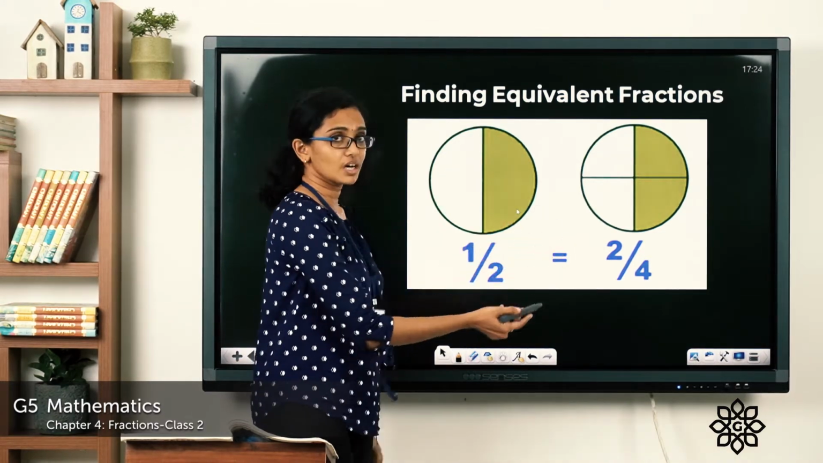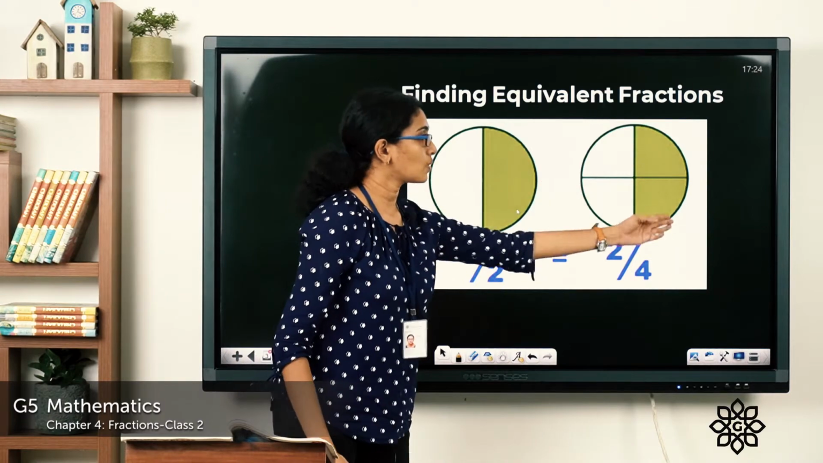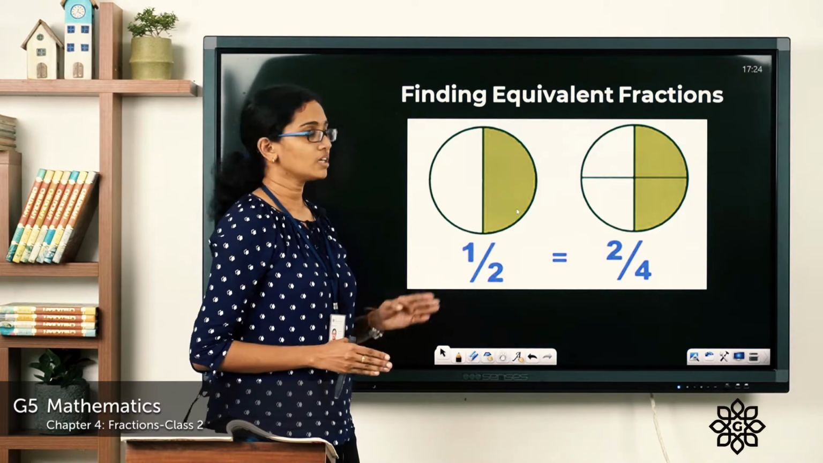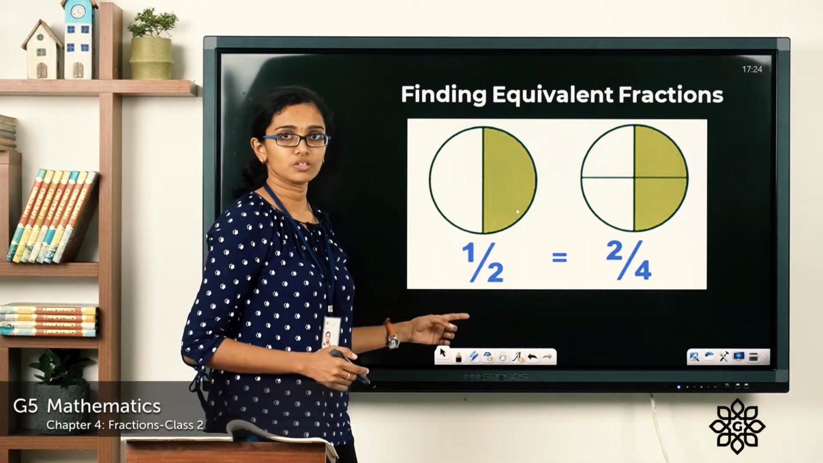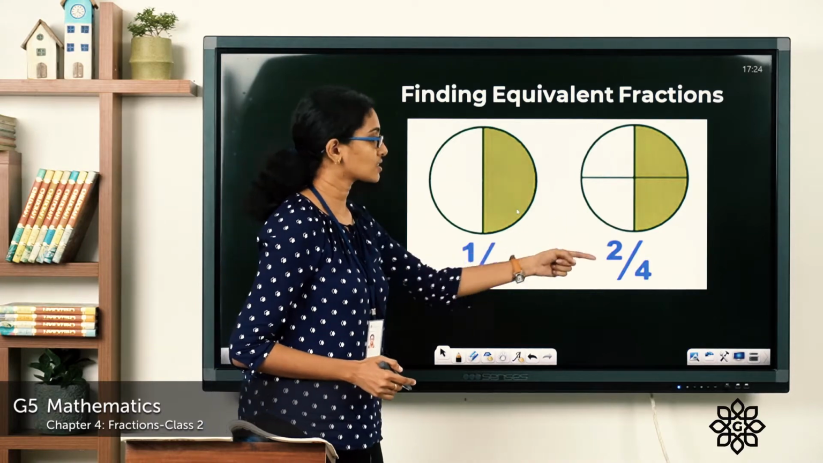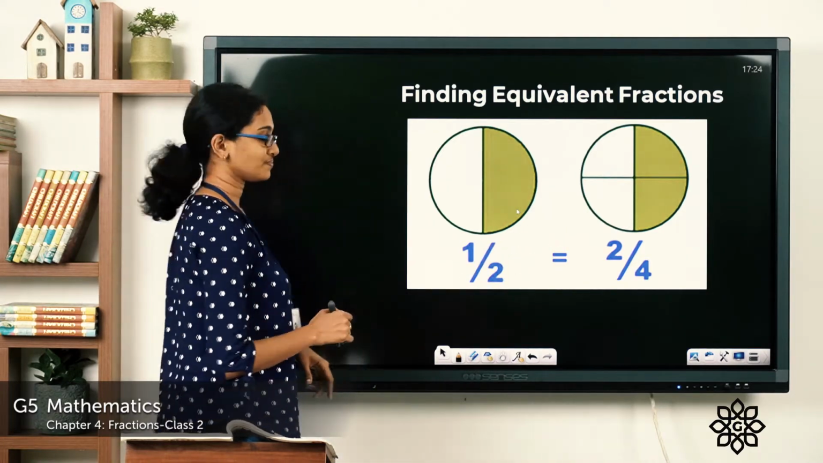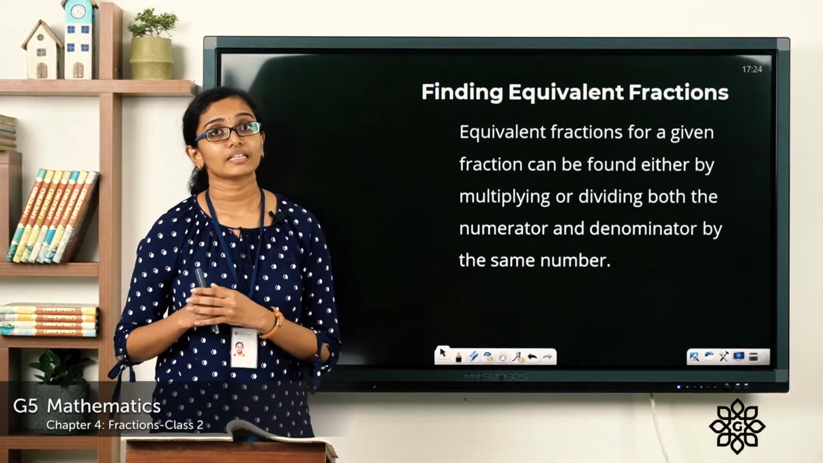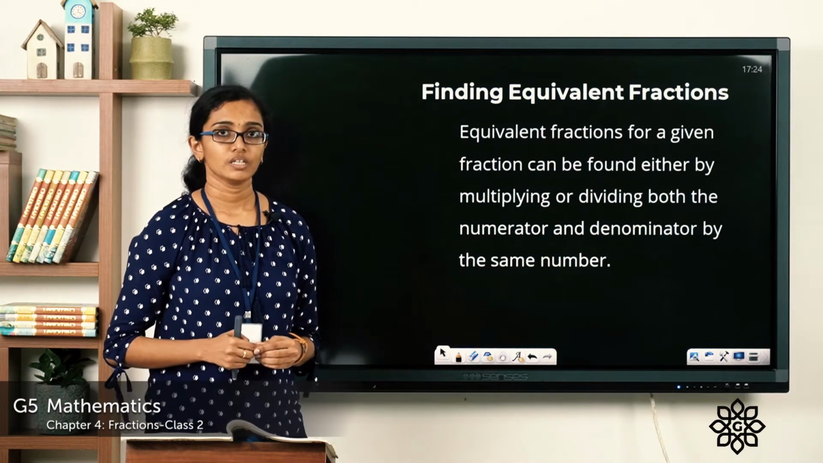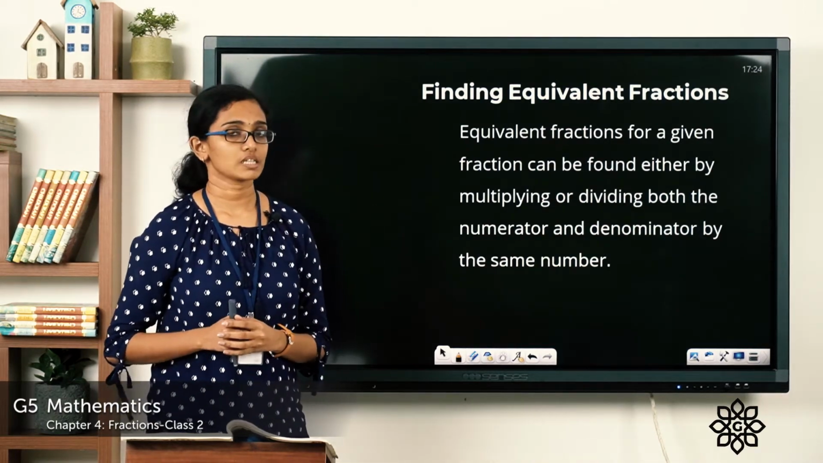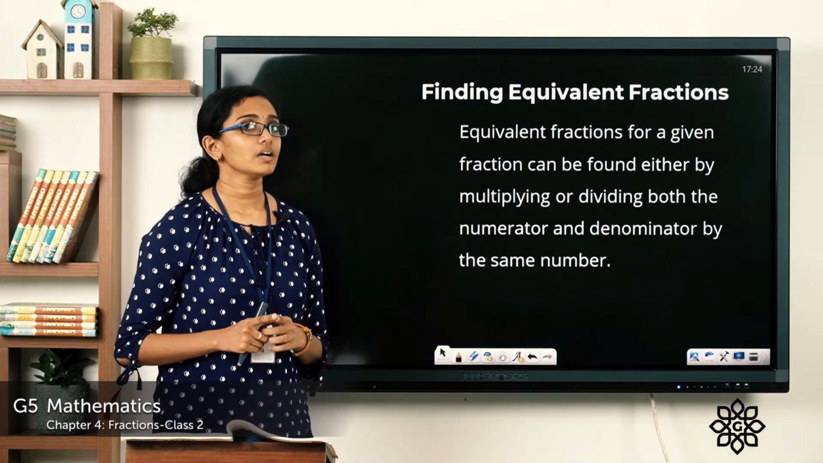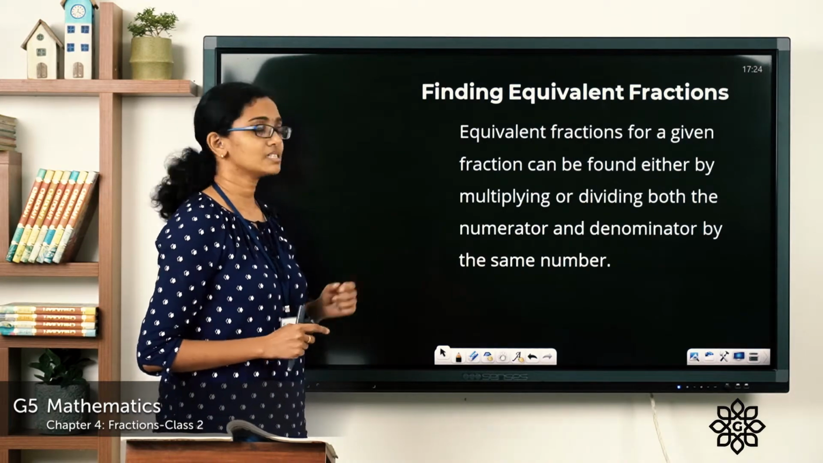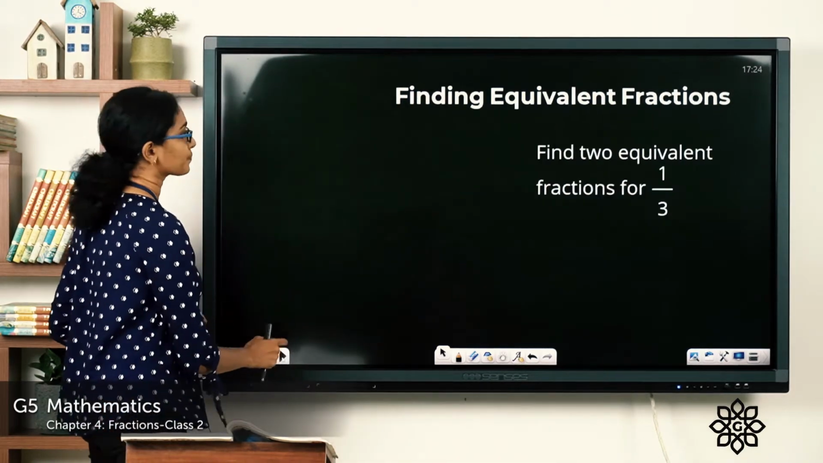But if you observe, you can see the total quantity or the value is just the same, right? So, we can say the fraction 1 by 2 is equivalent to the fraction 2 by 4. Is that clear with you? Now, see how we can find the equivalent fractions of a given fraction. So, we can find the equivalent fractions of a given fraction either by multiplying or dividing both the numerator and the denominator by the same number. Let's see how we can do that.